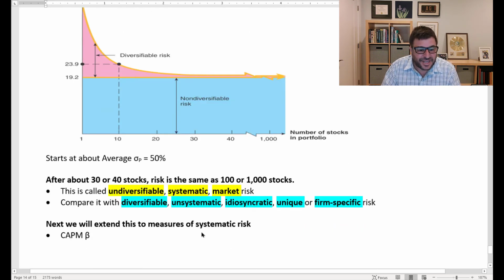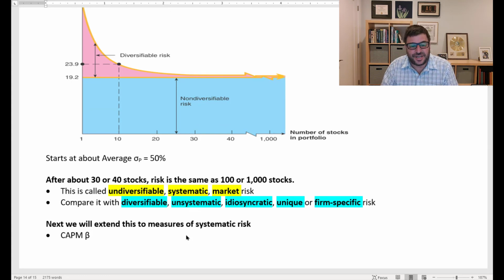The next thing we're going to look at in the next chapter is to extend this to measures of systematic risk. Think about how much risk is in here, and we're going to do this by looking at the capital asset pricing model beta. We'll do that when we move not from chapter 7 to chapter 8, but from chapter 7 to chapter 9.